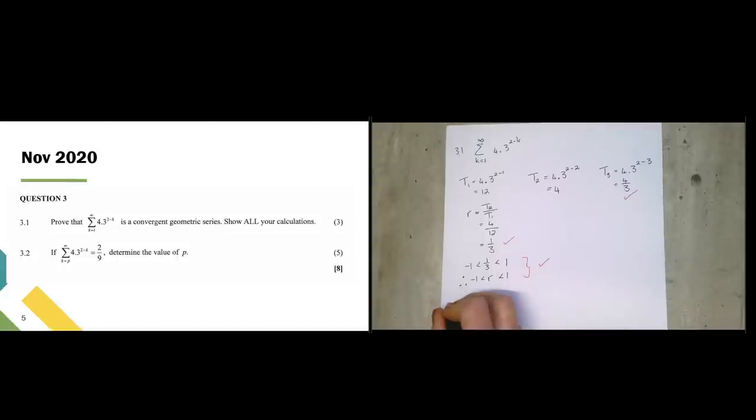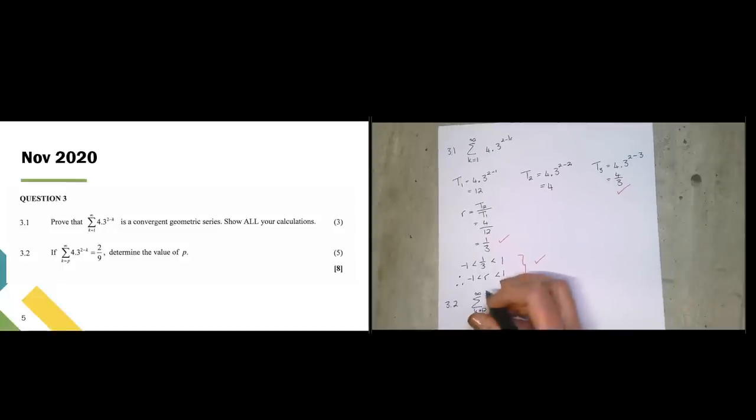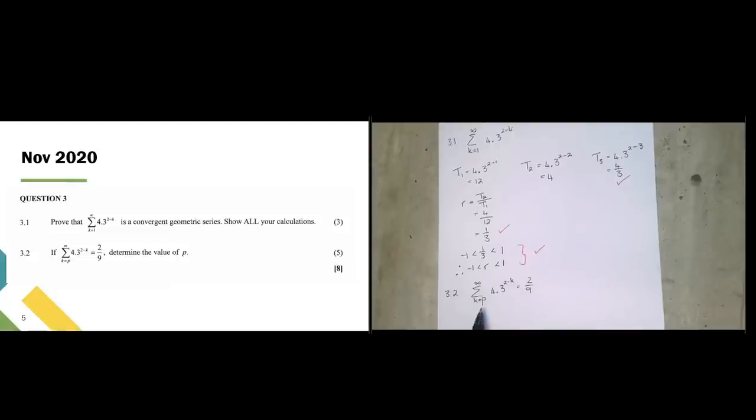Question 3.2. They're giving me sigma notation again, which means sum. Sum to where? Infinity. Now they tell me at the bottom k is equal to p. Be careful there. It is the same formula, 4 times 3 to the power of 2 minus k, and they say it equals 2 over 9. And they're asking me, determine the value of p. So now I must work out what was the first number they subbed in.